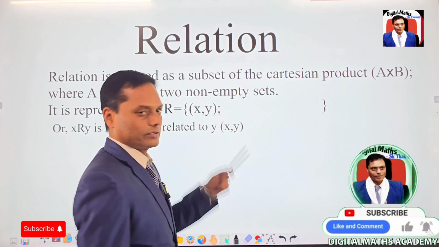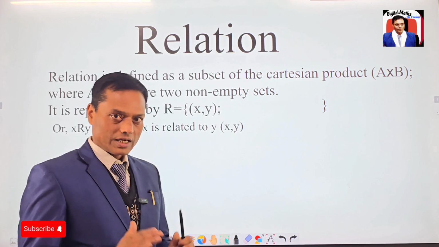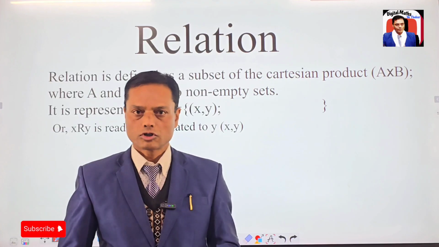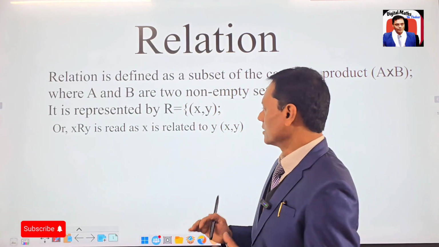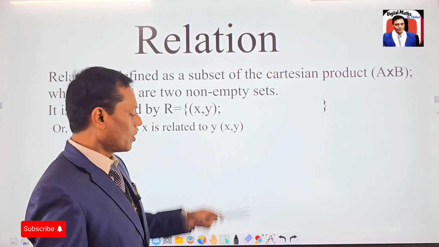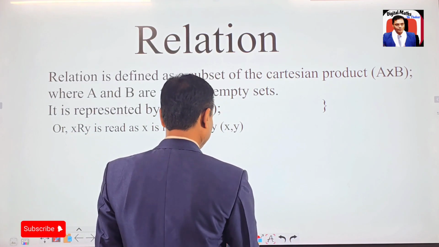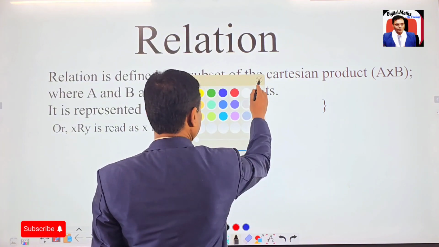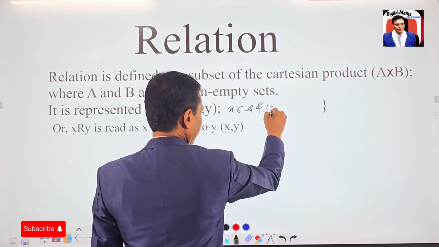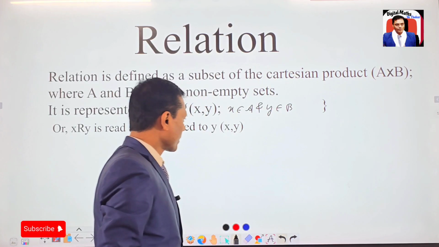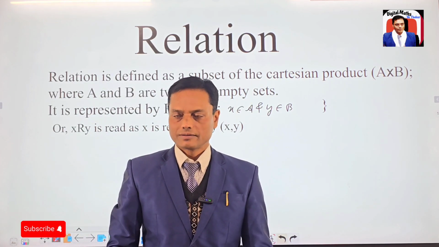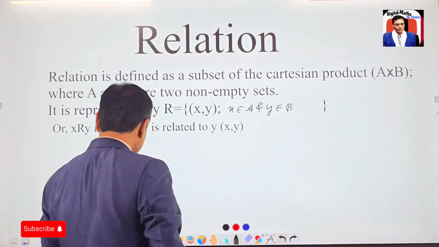Today's topic is relation. In one sentence, we can define relation as: relation is defined as the subset of the Cartesian product A cross B, where A and B are two non-empty sets, and it's represented by R equals to (x, y), where x belongs to A and y belongs to B. We are going to explain relation by so many examples, and of course you will understand very clearly.